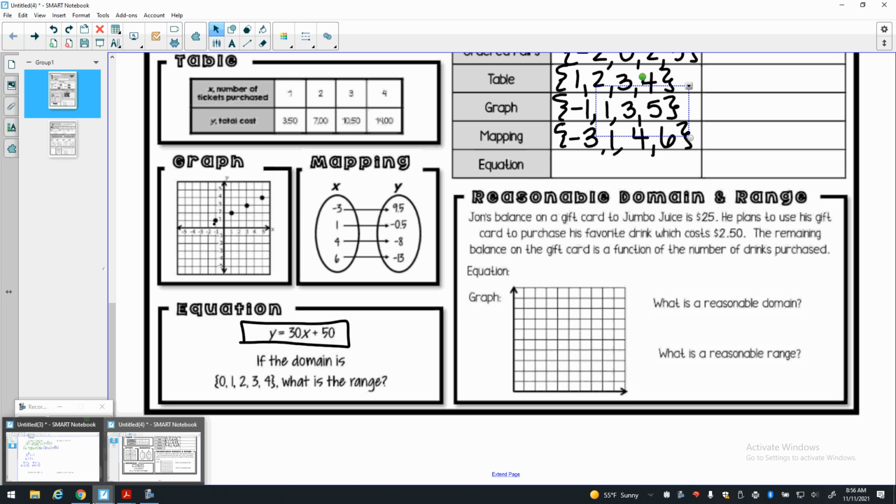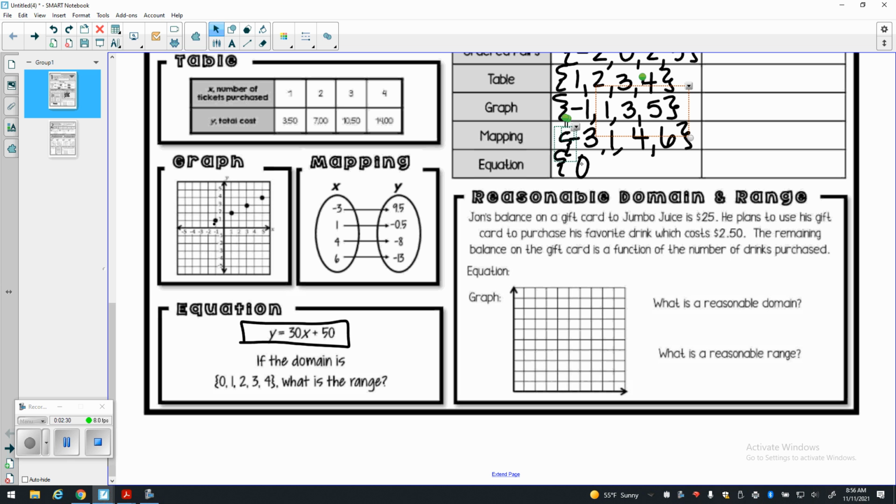So that means if it tells you what the domain is, those are the only points you will graph. Well, if I need the domain of this equation, does the problem already give it to me? Yeah, what is it? 0, 1, 2, 3, and 4. Did you have to do any work for that? Absolutely not. So my domain is 0, 1, 2, 3, and 4. Okay?